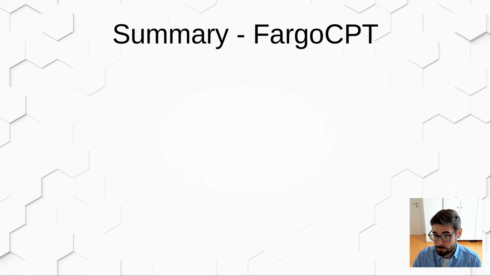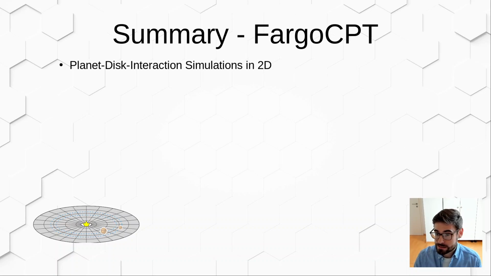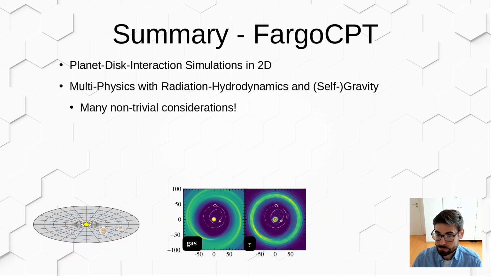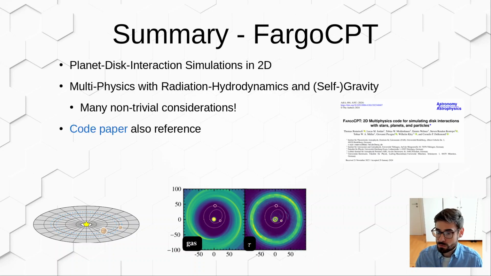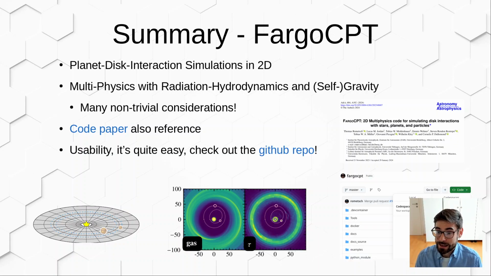And finally, quickly summarizing, FargoCPT is a planet-disk interaction code in 2D. It has a multi-physics package with radiation, hydrodynamics, and self-gravity. Many of these things are non-trivial to implement. So if you want to implement this physics or check out how it works, look at the code paper. It's a great reference, I think. And finally, FargoCPT is quite easy to use compared to other codes. I highly encourage you to check out the GitHub repo, launch the Codespaces, and just give it a try.